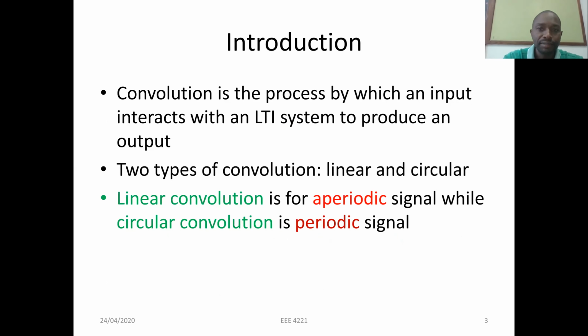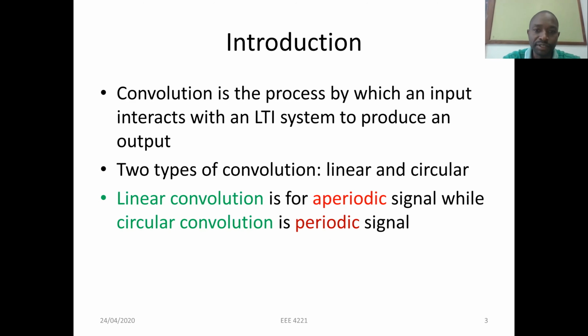Convolution is a process by which an input signal x of n interacts with a linear time invariant system to produce an output. This interaction is through a signal called h of n. When the two signals, the input x of n and h of n, interact, they produce an output y of n, and that's basically what convolution is. Now, there are two types of convolution. The first one is linear, the second one is circular convolution.